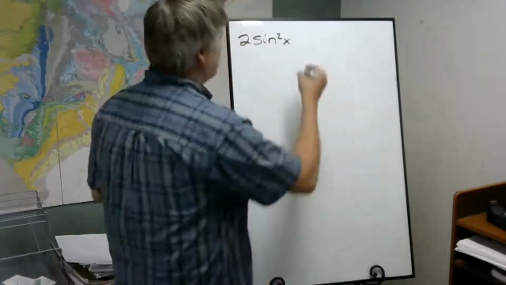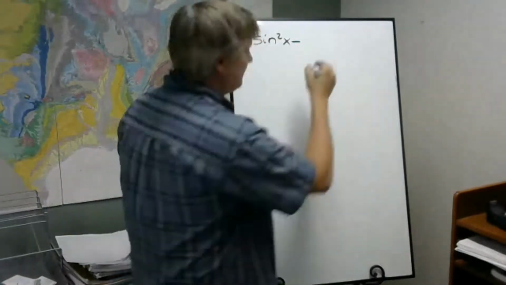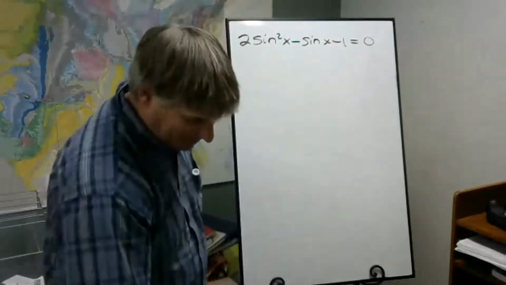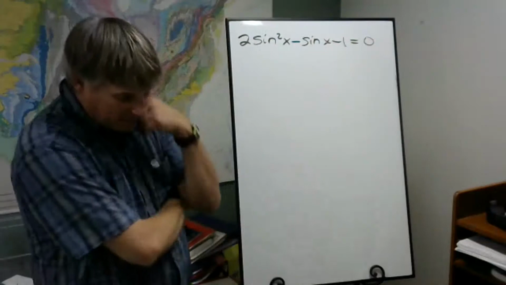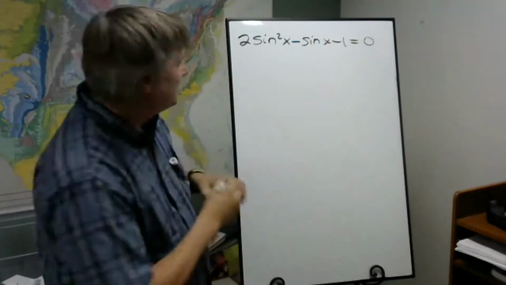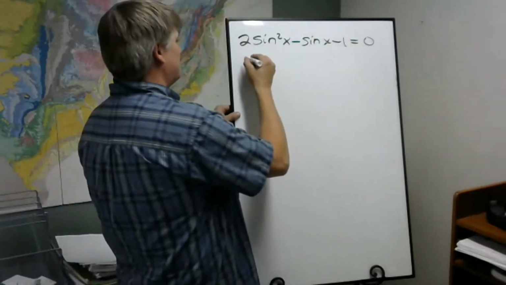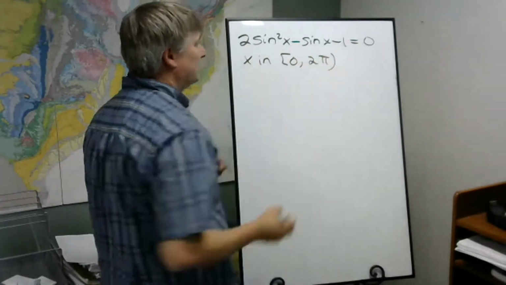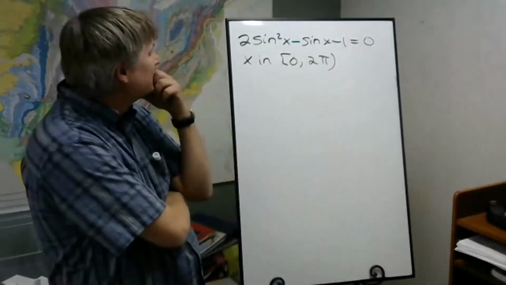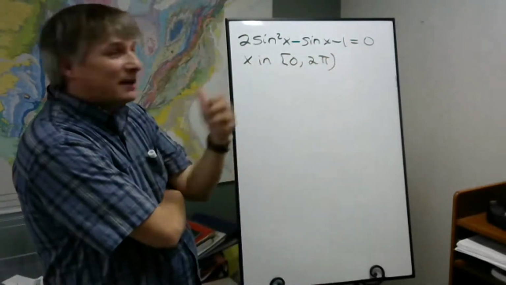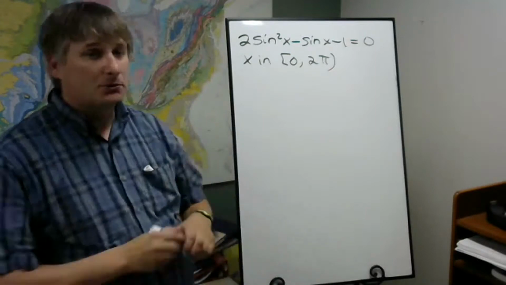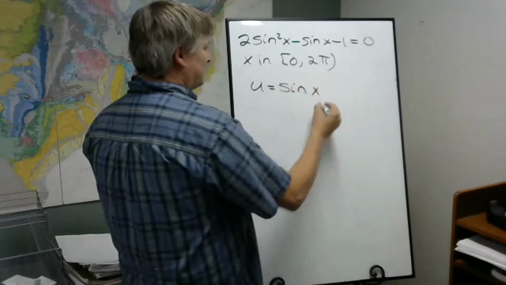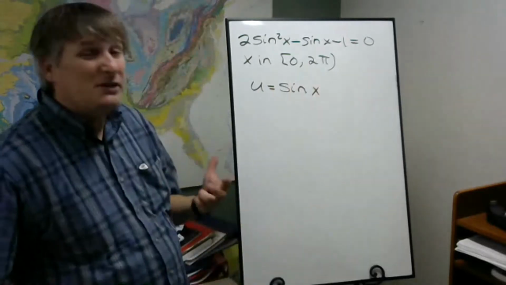So let's go with, so we want to solve for x, and in this case, let's put x in this interval. Say we have something like this. So in this case, we do what's called a u substitution. We're going to let u equal the sine of x. So it makes it a little easier to work with.